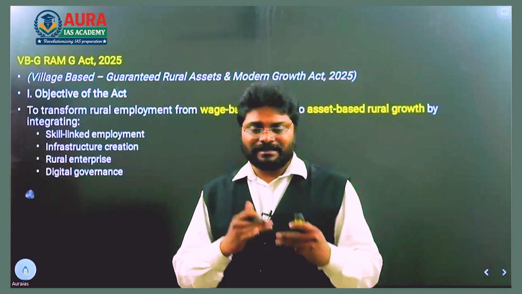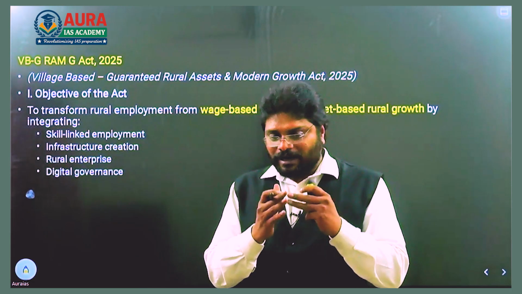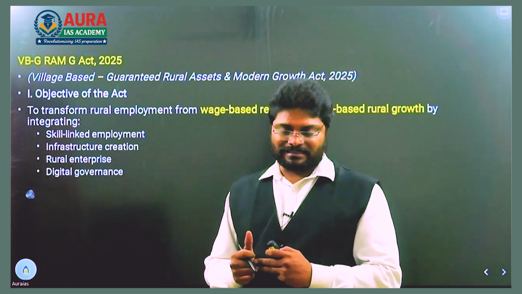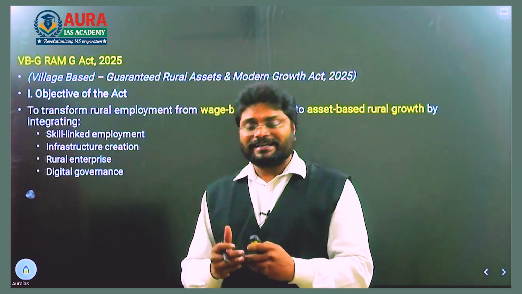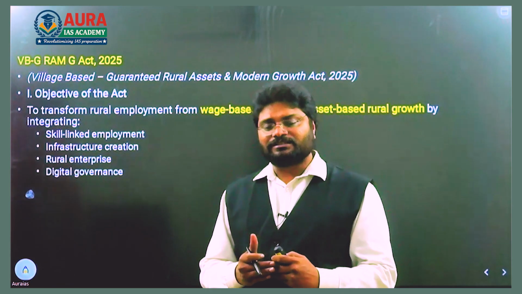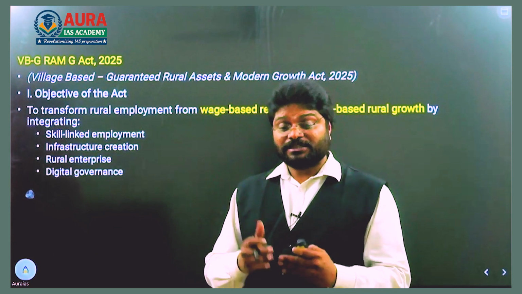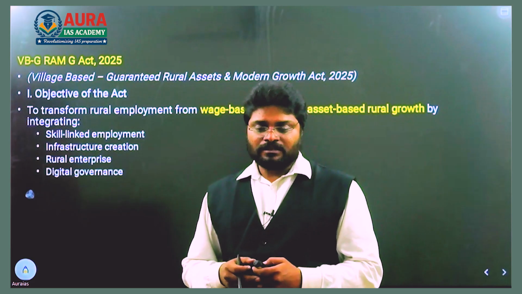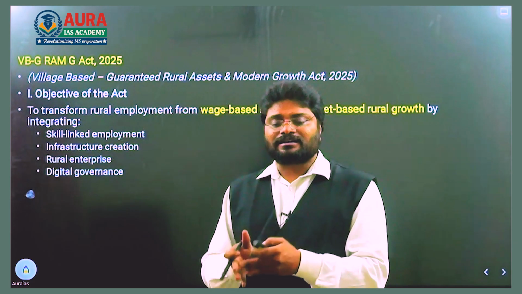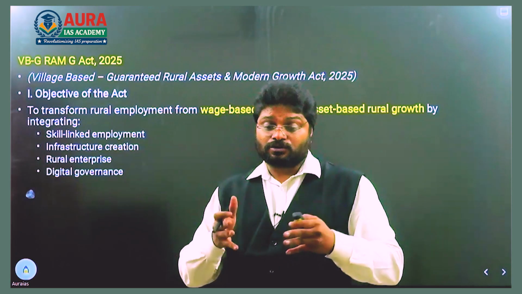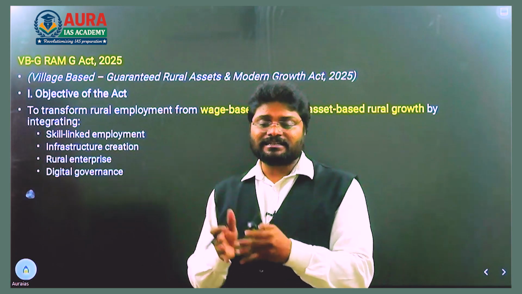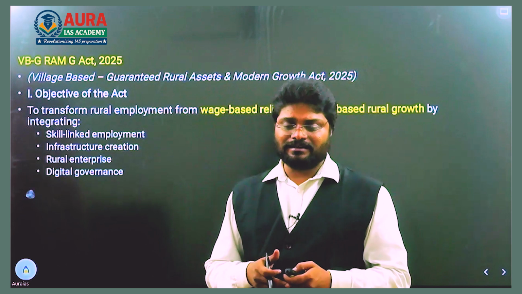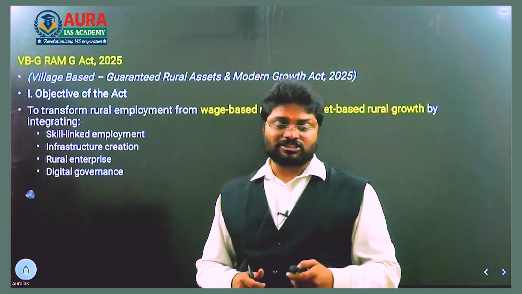Earlier, under the MG NREGA Act, the works approved by the Gram Sabha were implemented. But under this act, the Gram Sabha should align its work priorities with national priorities. For example, there is the PM Gati Shakti Yojana scheme, which is for laying highways in India. Here the rural roads should connect with PM Gati Shakti roads, so that this is aligned, rather than the randomized work approved by the Gram Sabha during MG NREGA. Here all the goals are aligned with national priorities.